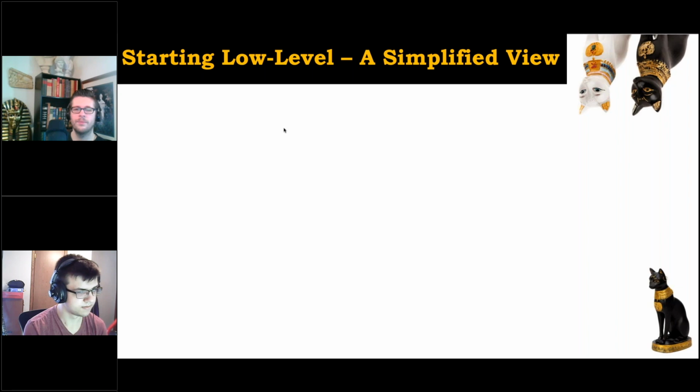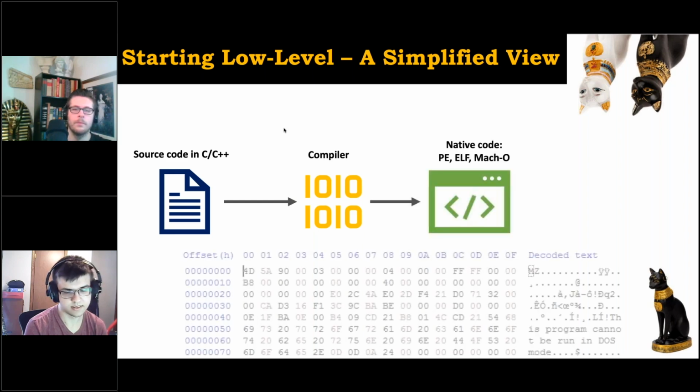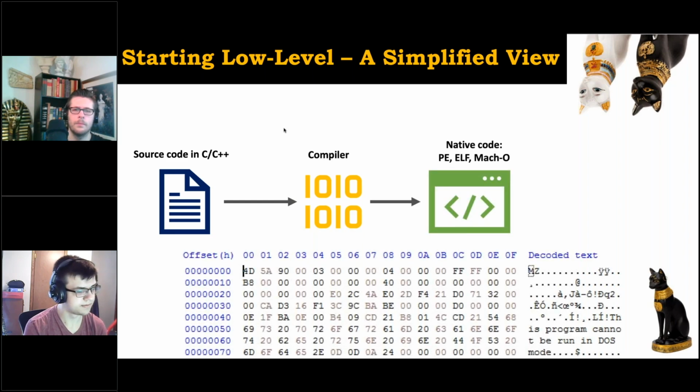So let's start low level. As I said, you need a vulnerable program that has something that is exploitable. This means that we'll be focusing on memory corruption. If we take a sample program for our scenario here, let's say it's written in C or C++, those programs are then run through a compiler. The compiler generates the machine code, the actual literal ones and zeros that get loaded into memory and executed by the CPU.